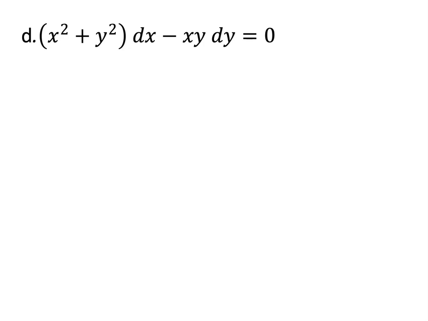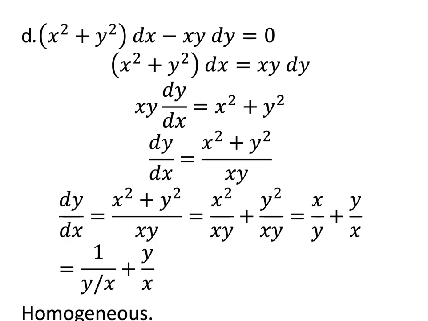How about (x squared plus y squared) dx minus xy dy equals 0? This looks kind of weird. It's presented in differential form. So rather than dy/dx equals such and such, we have something times dx plus something times dy. What I would do is rewrite it in the form we're familiar with: dy/dx equals something.